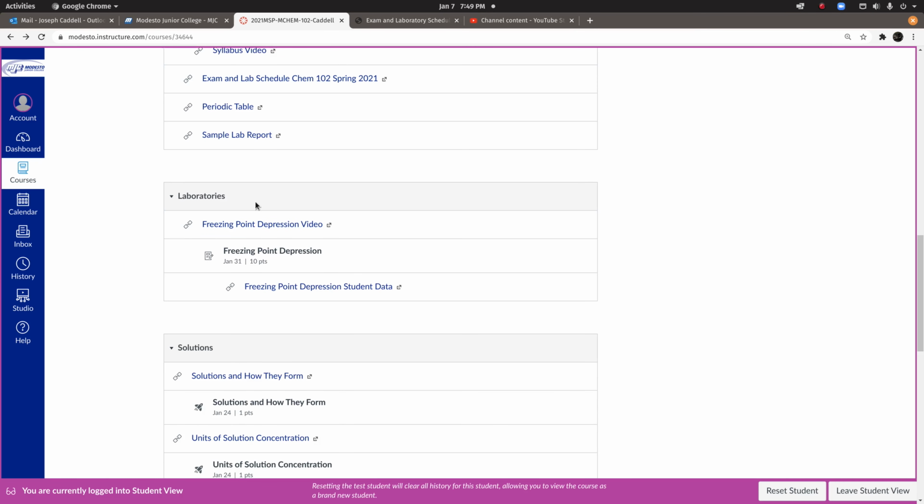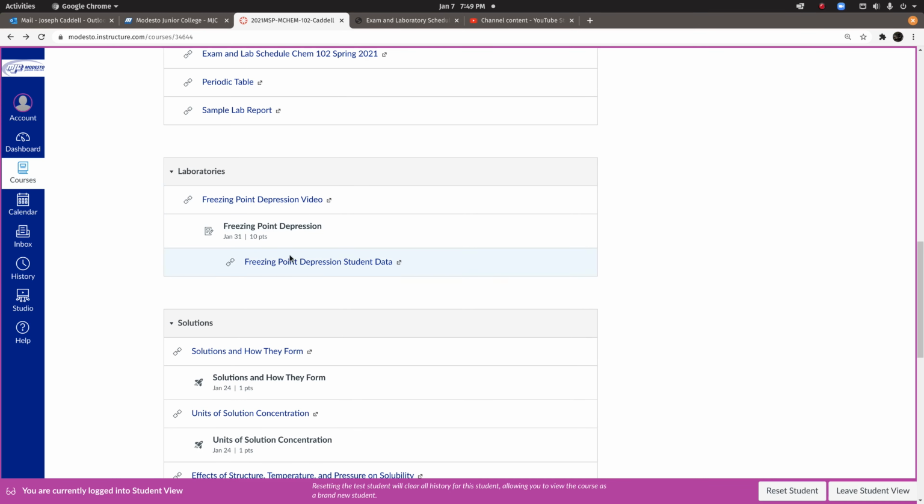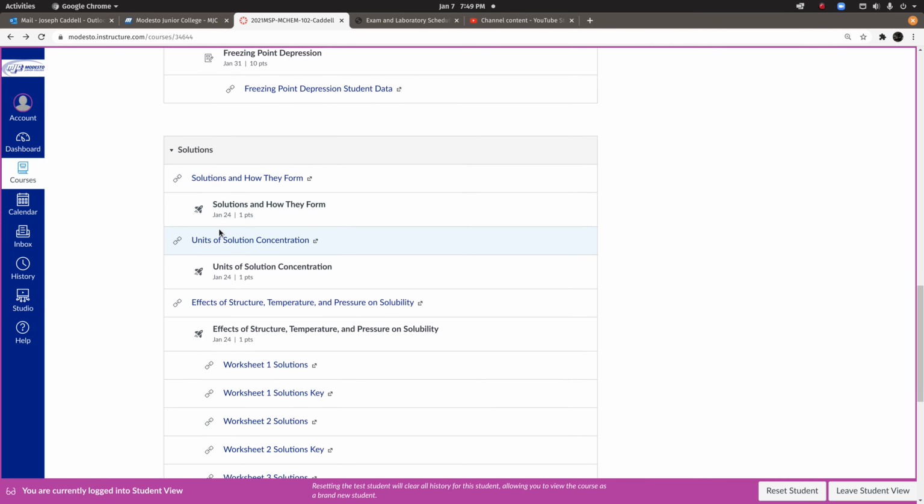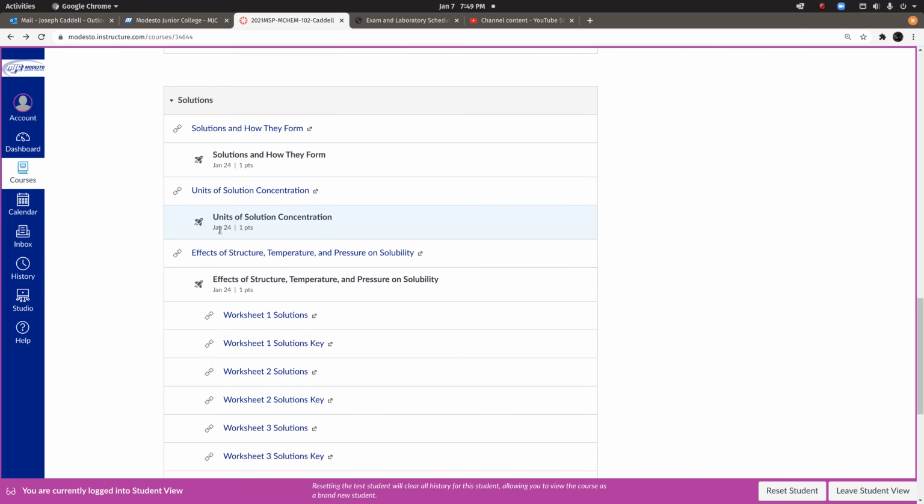The next module is laboratories, and I'll do a whole different video on these, so I'll come back to this. I only have the first one open now because I don't want you to be working on future labs yet. When we finish, after the due date for this, I'll open up the next one, and so on. And then we get to the first module, the first chapter.